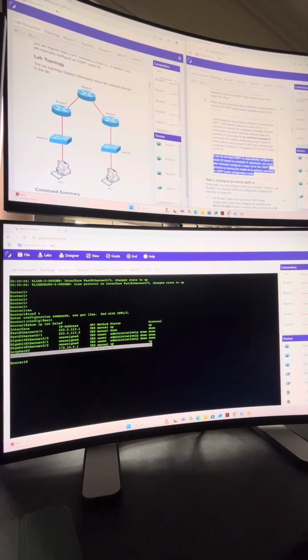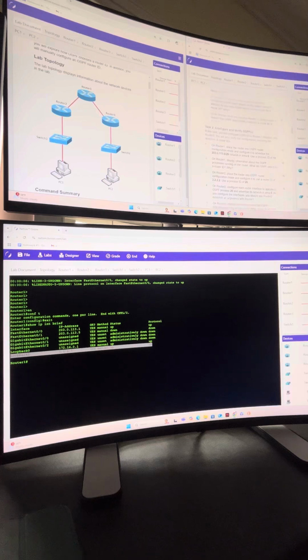It says, if you do not want OSPF to automatically configure a router ID based on the available IP addresses, you could also manually configure a router ID for the OSPF process by issuing the router-id IP address command in OSPF router configuration mode. And I also explained that one as well. Okay, so that is task 1. Let's go ahead and move on to task number 2.